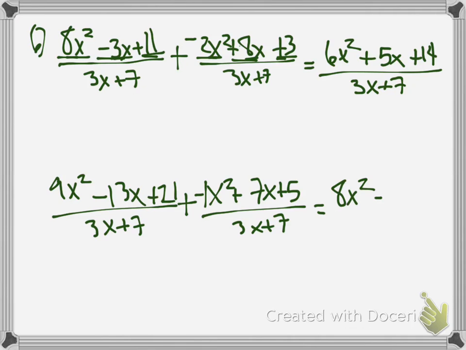I'm doing the same thing for the other version, changing the signs and then combining like terms and putting it over a denominator that will not change.